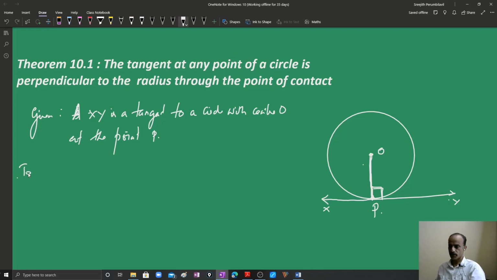So to prove, what do you have to prove? That is, to prove angle OPY or OPX is equal to 90 degrees. That is, OP is perpendicular to XY. This is what we have to prove.